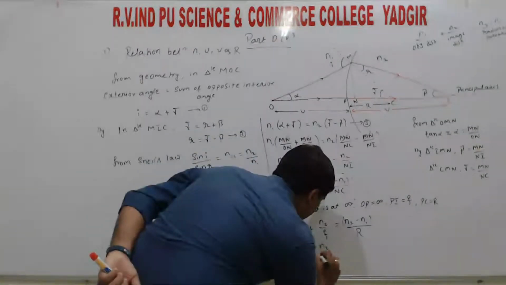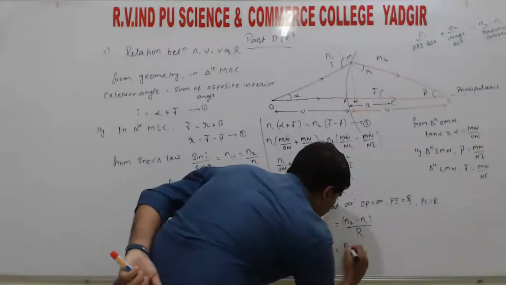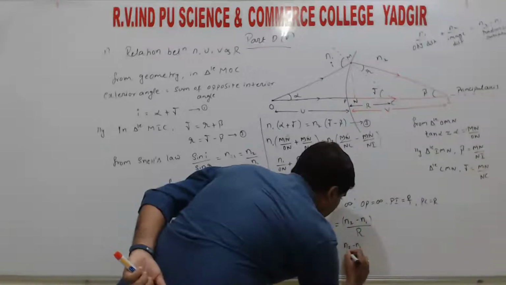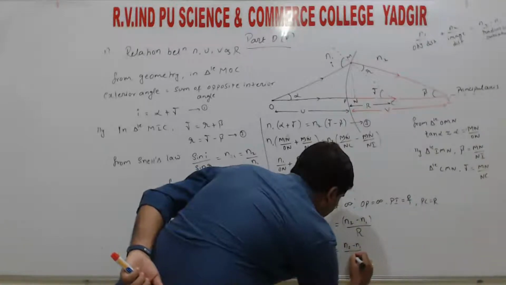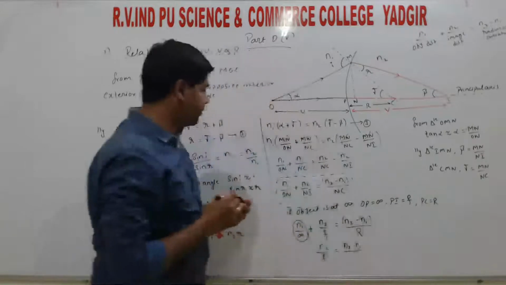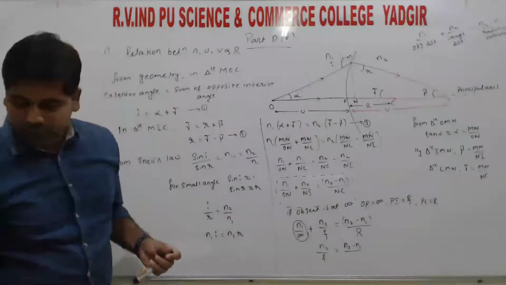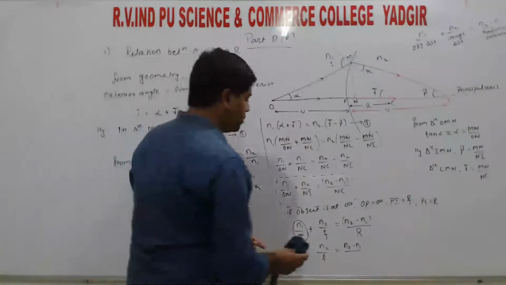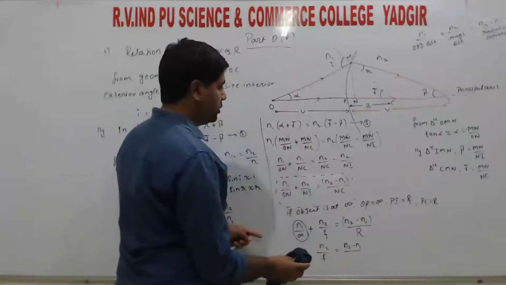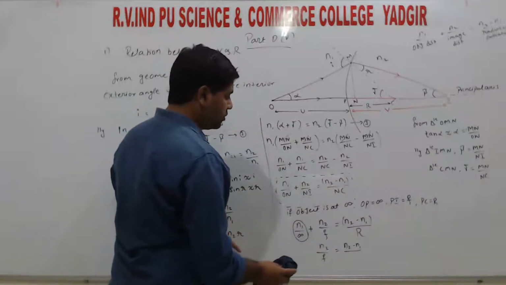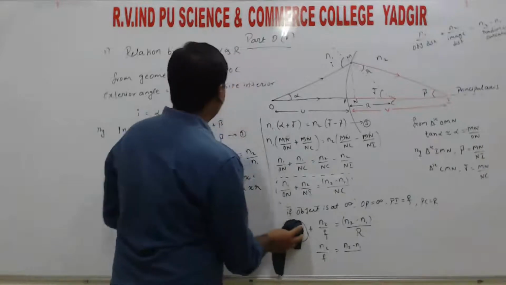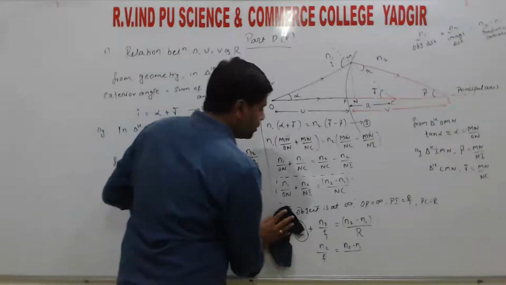So 1 by infinity is 0, so this term becomes 0, right? So N2 by f that is equals to N2 minus N1. So this will further give the next relation, right? Lens maker's formula. So we need to find the relation between u, v and R, right?